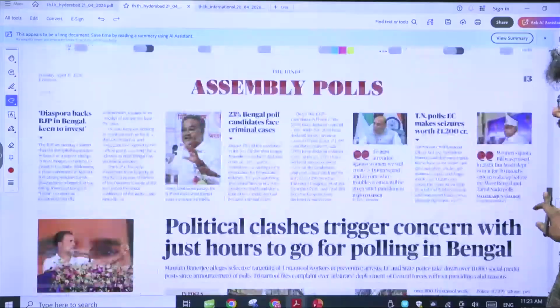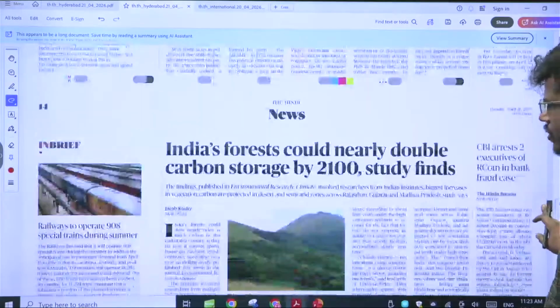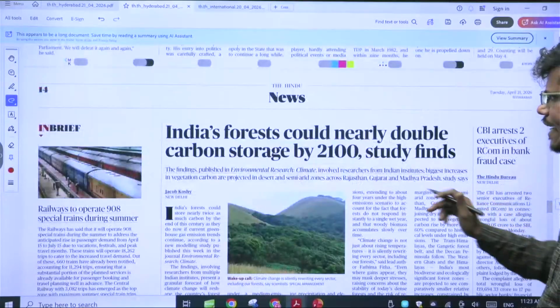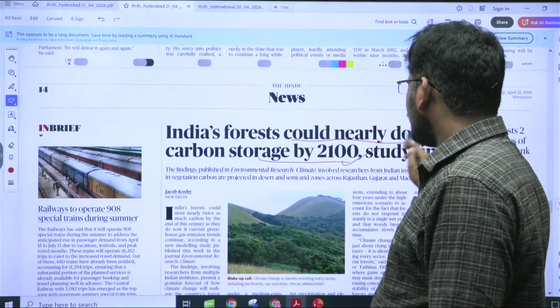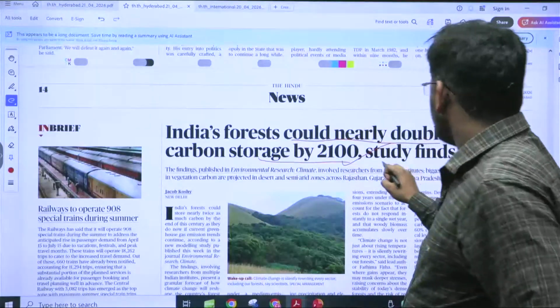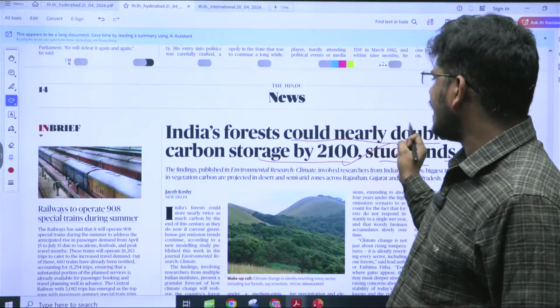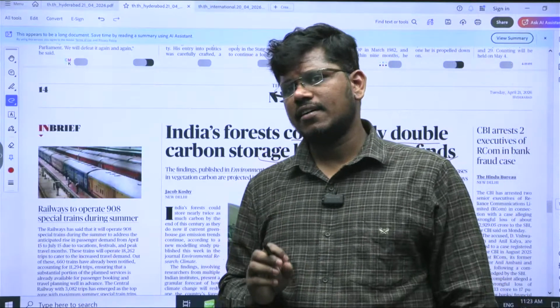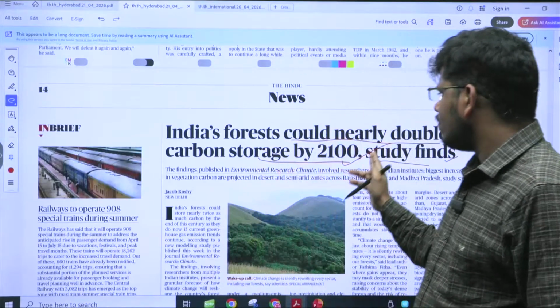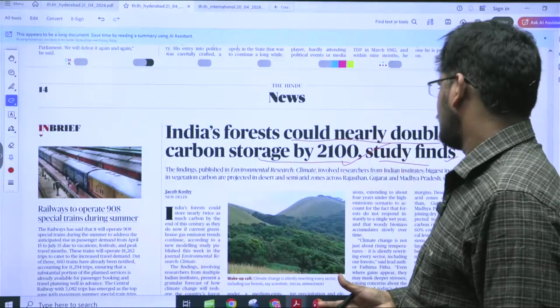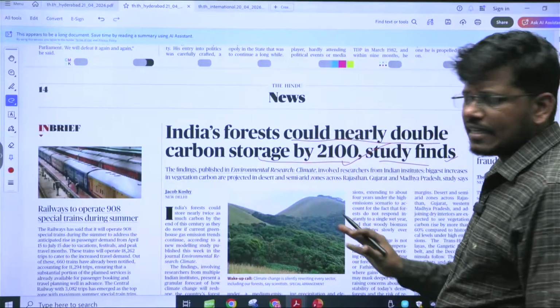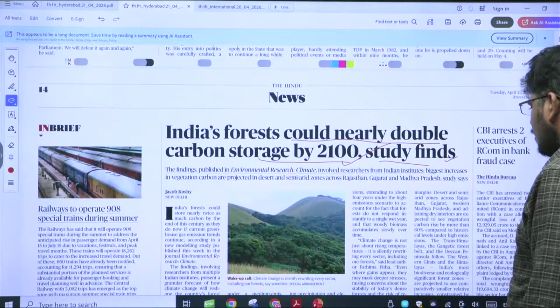And other important news. India's forests could nearly double carbon storage by 2100. A study finds India's forests could nearly double their carbon storage by 2100, so they can hold more carbon. What are the important findings of this study? We'll also discuss that.